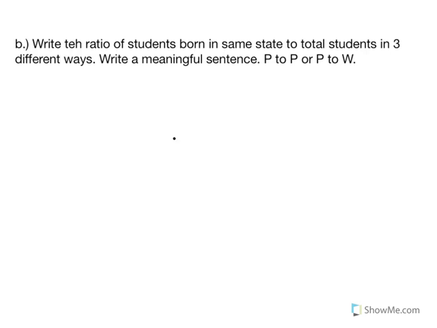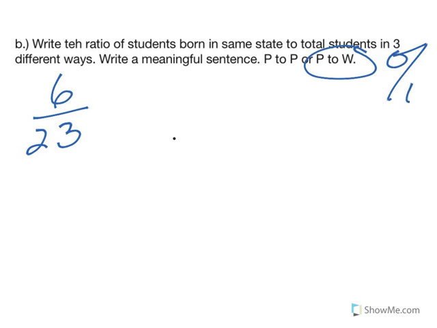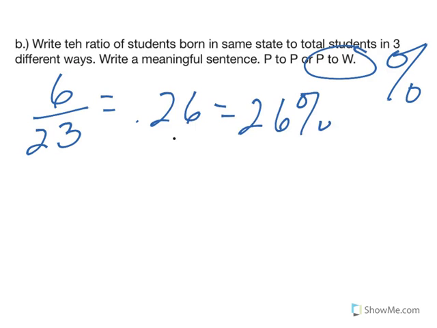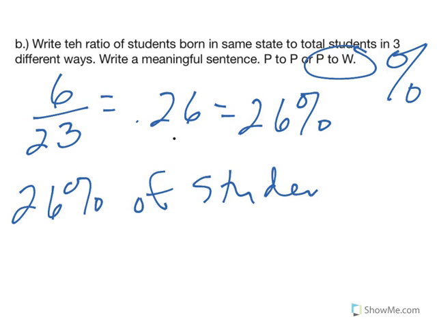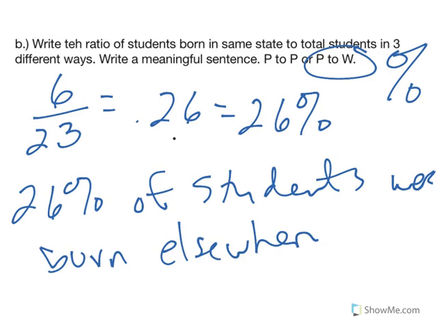All right, and letter B, using that same information, look at my typo, we want to do the ratio of students born in the same state to total students in 3 different ways. Now, when we say same state, that's same state but elsewhere. So that answer would be the 6 over the 23. So now this is part to whole, which should make you think percent. So 6 over 23 is 0.26, so that's 26%. So 26% of students were born elsewhere in Indiana. And there would be your cents.